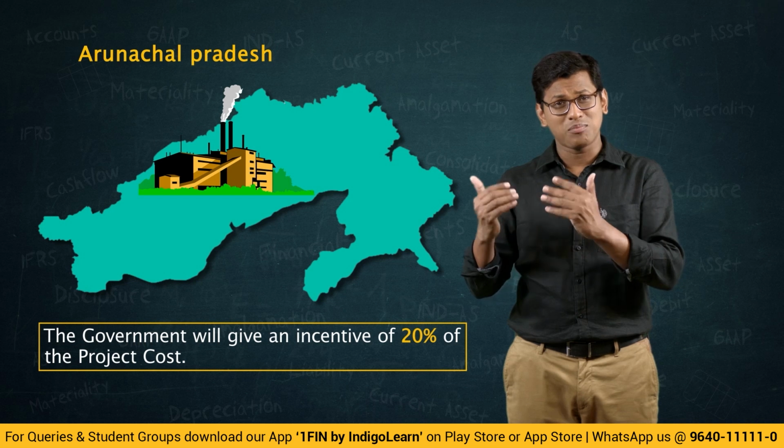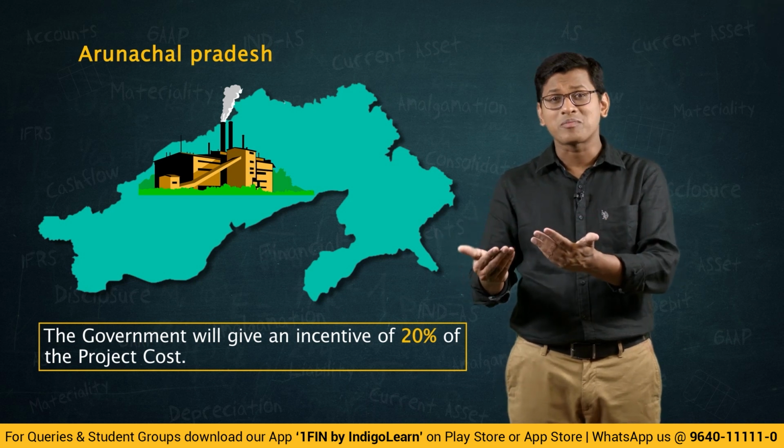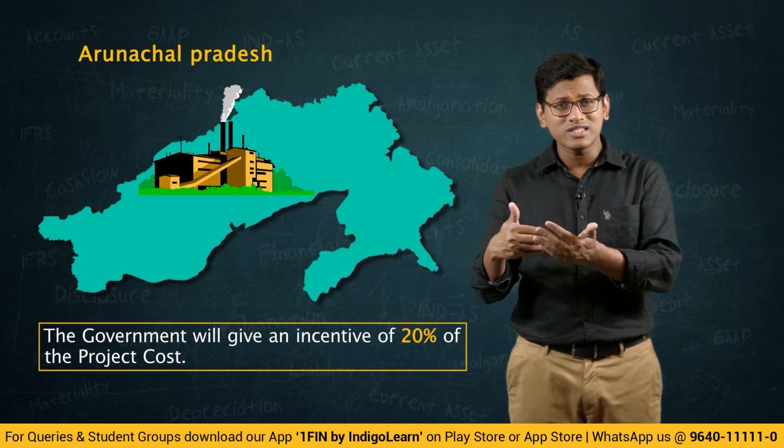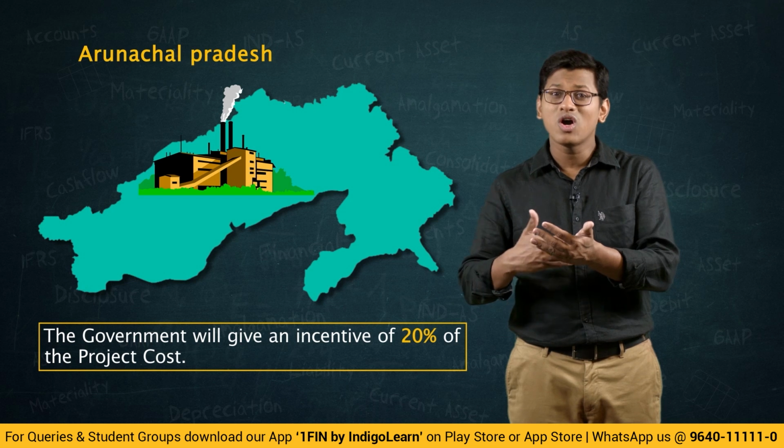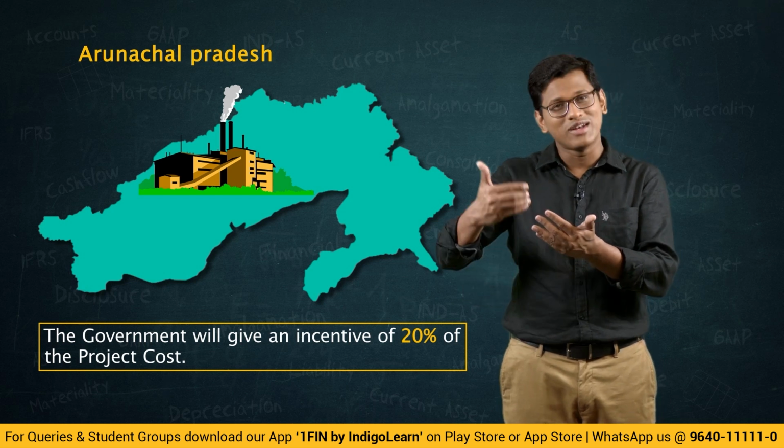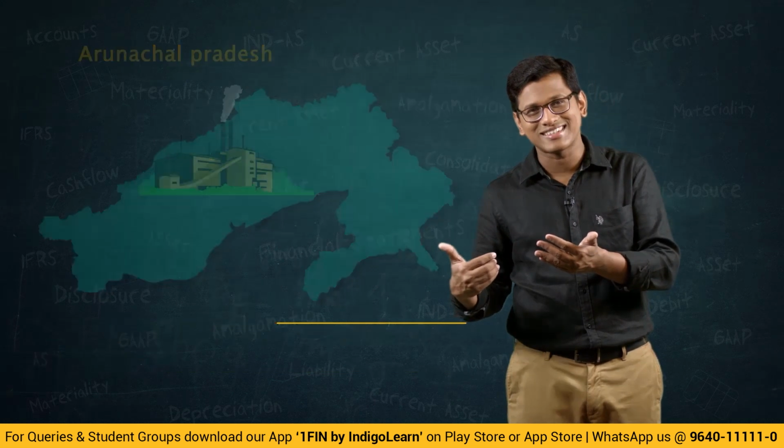This kind of subsidy or incentive that government gives is an example of a government grant. Now a company which is setting up this factory needs to find a way to account for this 20 crores of government grant, right? So how should they account for it? We will learn as a part of this accounting standard.